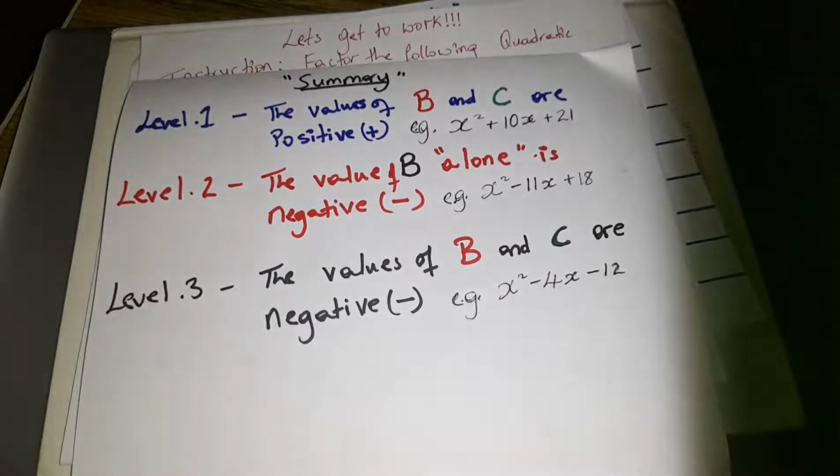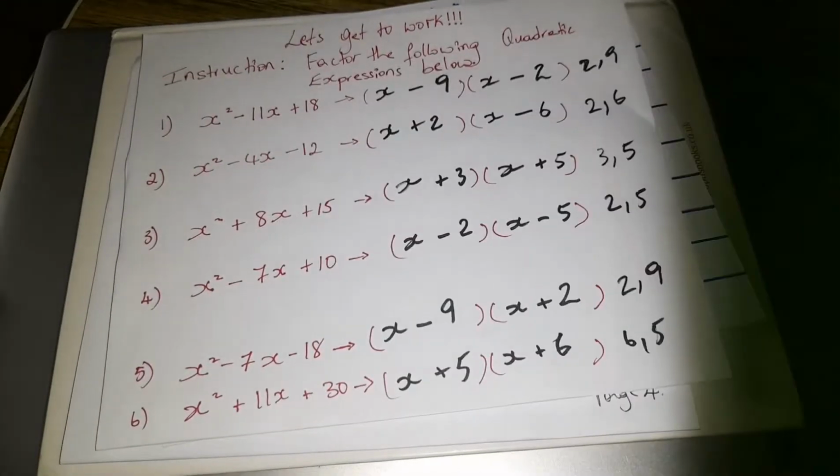Level 1, the values of B and C are positive. Level 2, where B alone is negative. And level 3, B and C are negative. Once you identify that, you know how to go ahead solving using this method. There's not an easier method around right now to solve this.